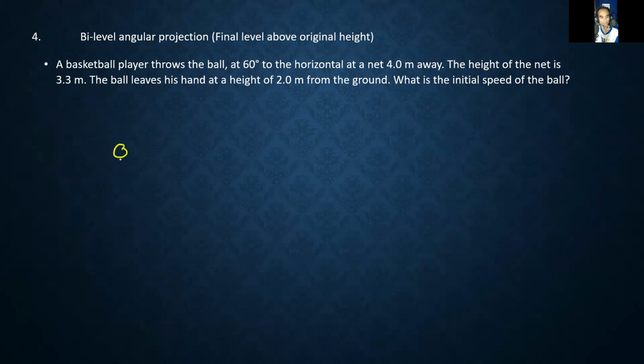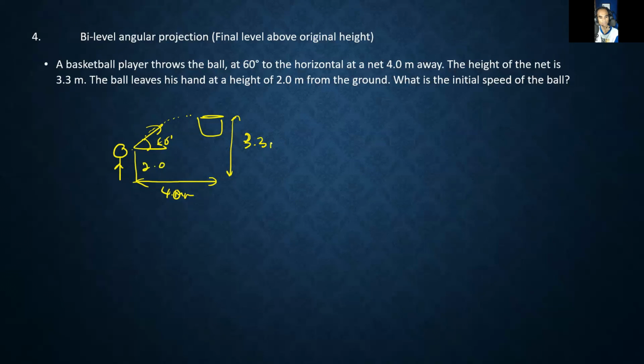Yes, sir. This is the basketball player, he throws to the net at 60 degrees. The net is 4 meters away. The height of the net is 3.3, but the release height is 2.0 meters. Find the initial speed of the ball. You can start now.